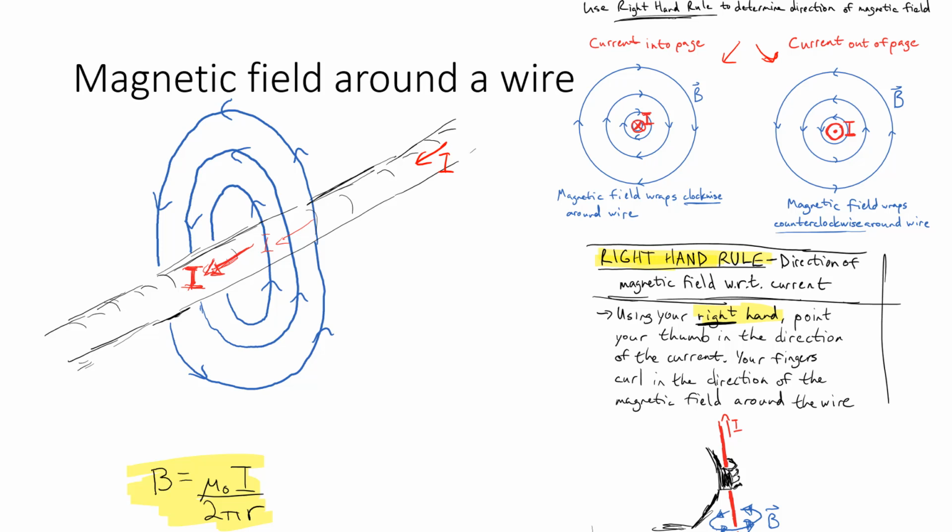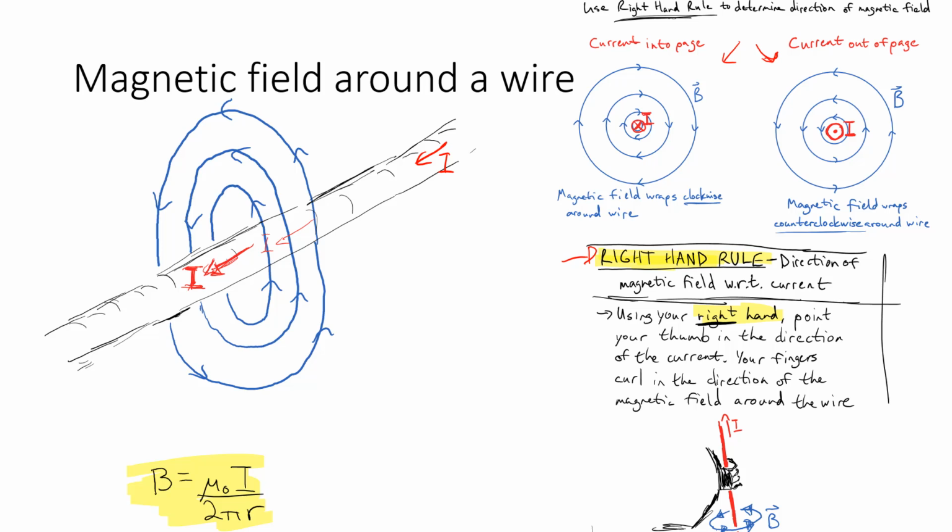And that's kind of an annoying thing to memorize. There's not an easy way to memorize that. Into the page, clockwise, out of the page, counterclockwise. But there's a really easy way to do it. It's one of many right-hand rules that we use in physics. I'm just going to briefly show it to you. And you can basically use your right hand to determine the directions of all of these vectors.